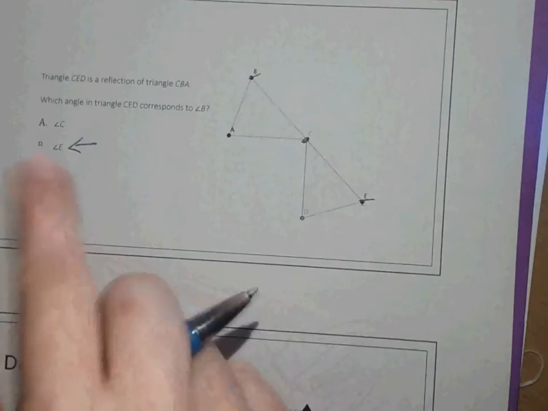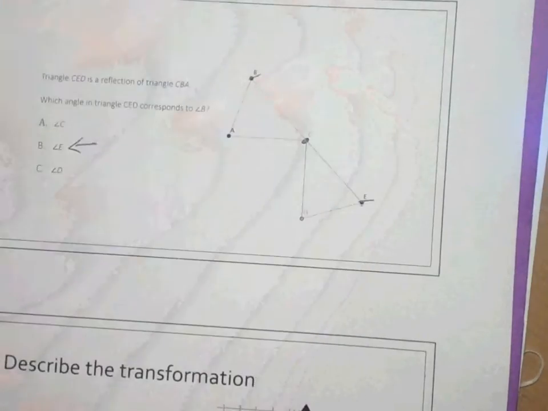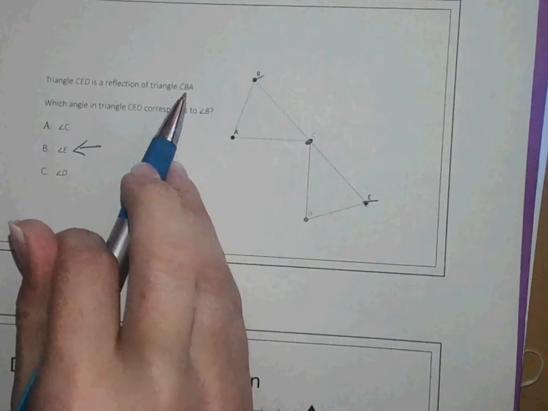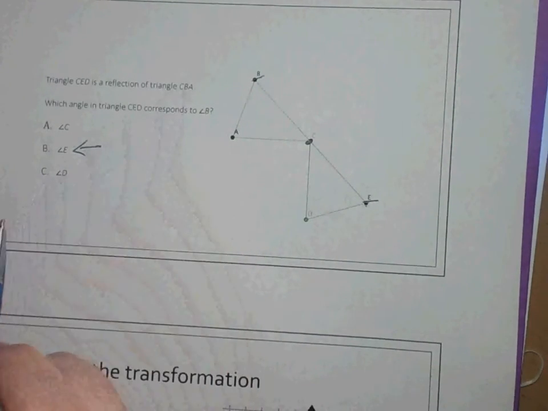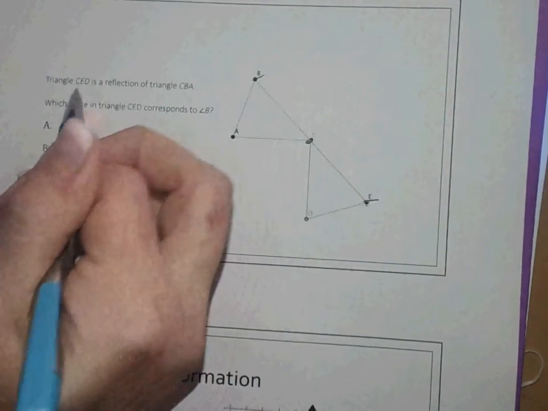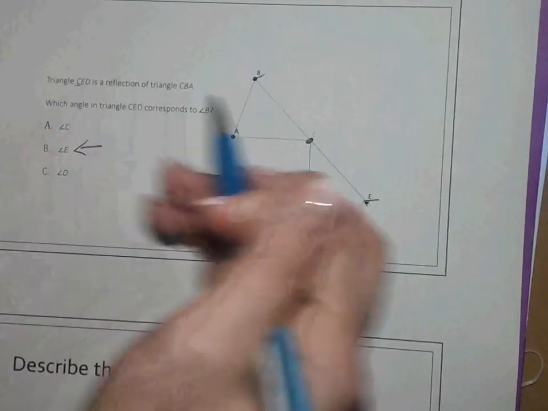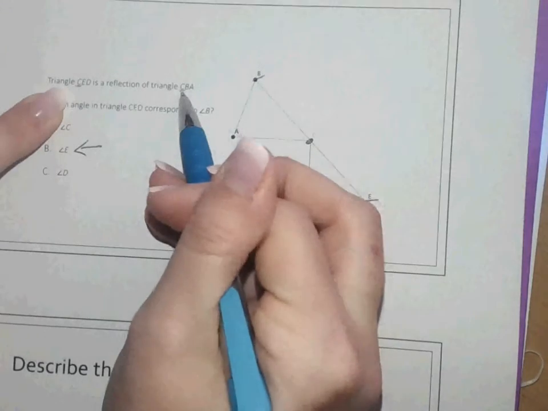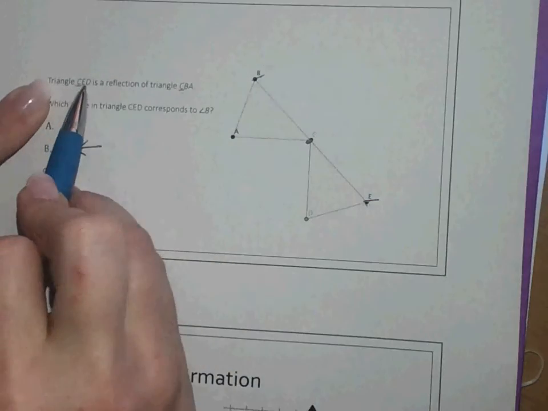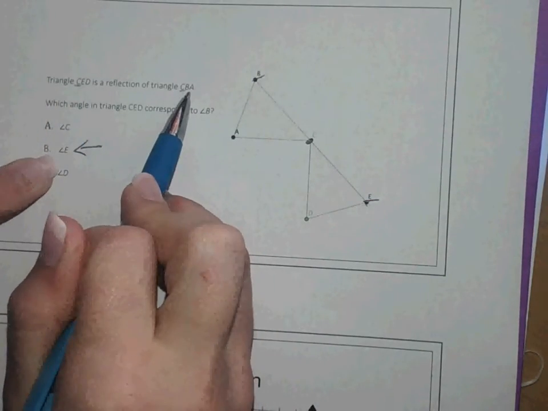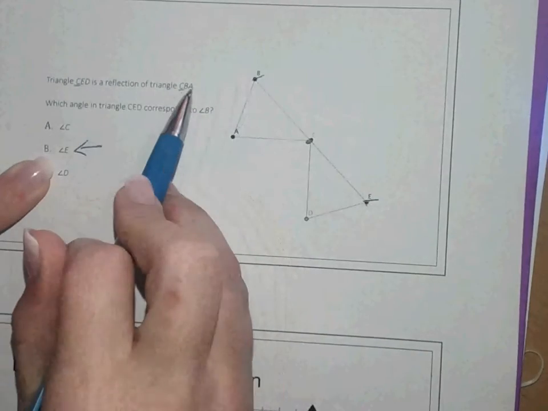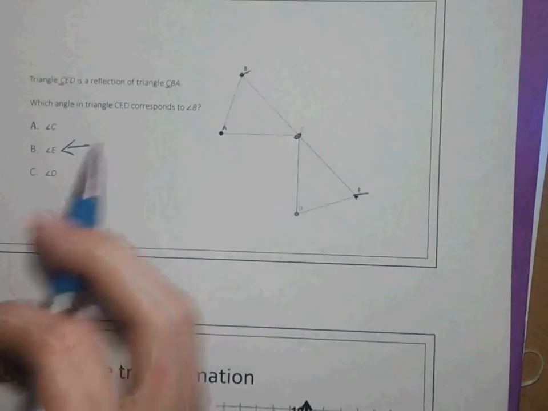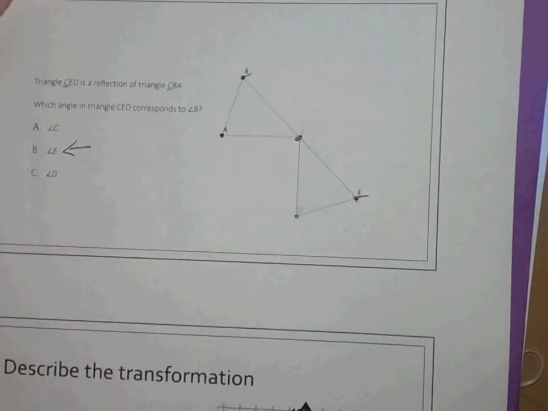Now, what about if they didn't give you a picture? What if they just gave you this, CED, CBA, and they wanted to know? All you have to do is you look at the letters. They are in the exact order that they correspond with. So C and C match up, E and B, that was our answer here, and A and D match up. Okay, so you could check that just by looking at the letters they give you.